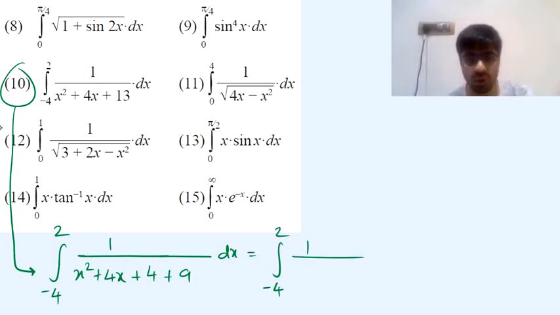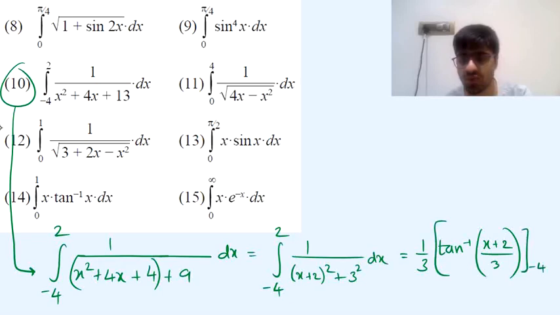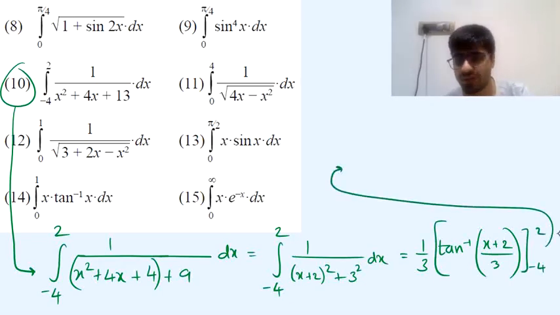This becomes 1 upon. These terms are x plus 2 the whole square. Plus 9 can be written as 3 square dx. And 1 upon x square plus a square, the integration is 1 upon a, that's 1 upon 3, tan inverse of x plus 2 upon 3. And this integration is going to go from minus 4 up to 2. So let's see what we get. Put a 2 in the final answer and you get 1 by 3 tan inverse 4 by 3.